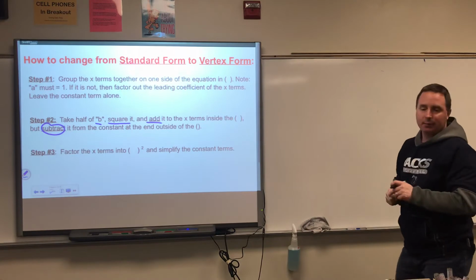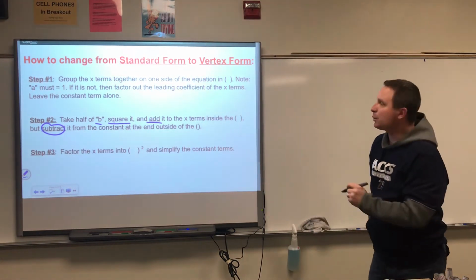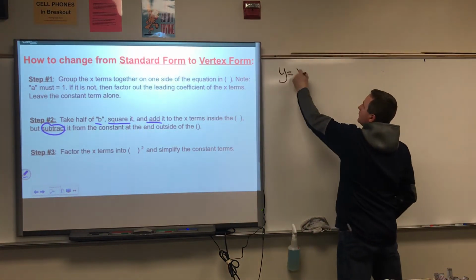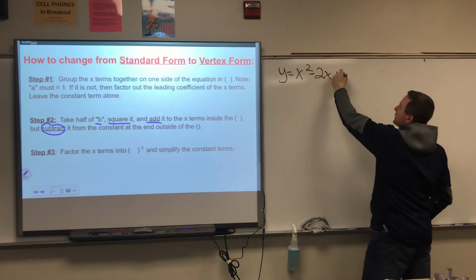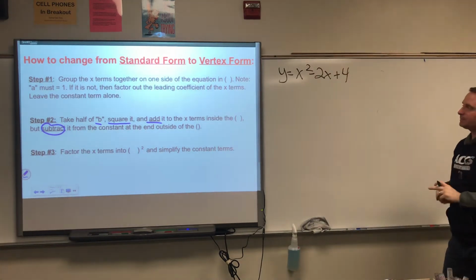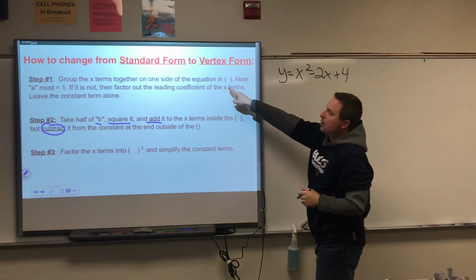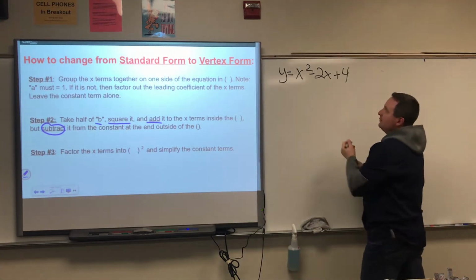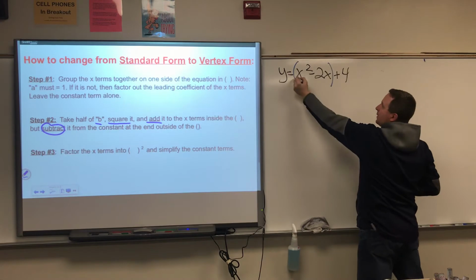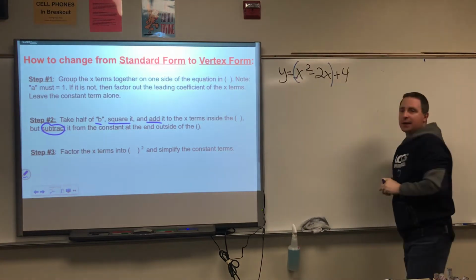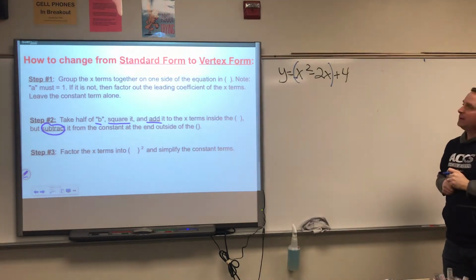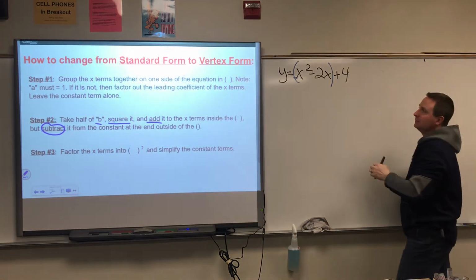Okay, here's a second one that we're going to try. It's y equals x squared minus 2x plus 4. So it's in standard form. We're going to group the x's on one side. So here are my x's, and I'm looking out front here. There's a 1 in front of the x squared, so that's a good thing. I don't have to worry about that.